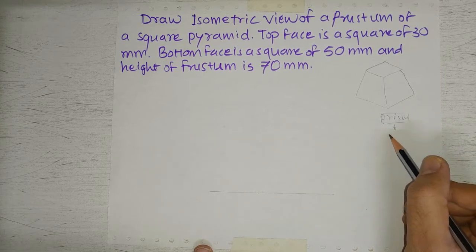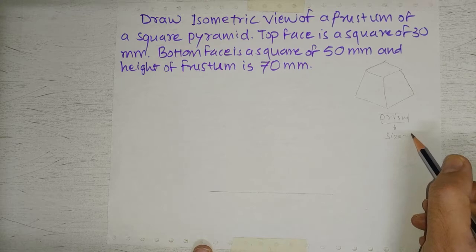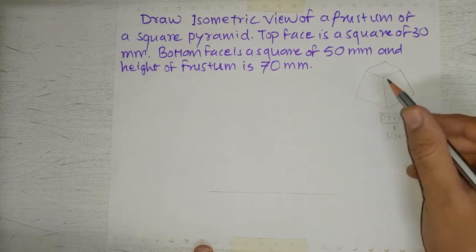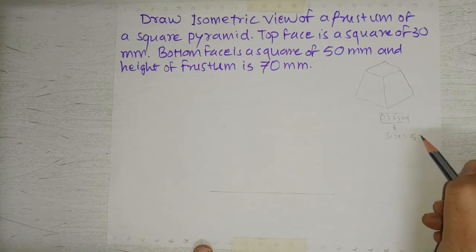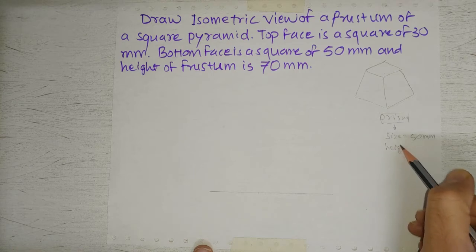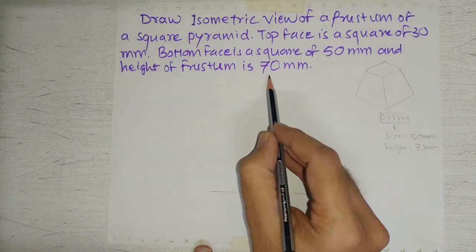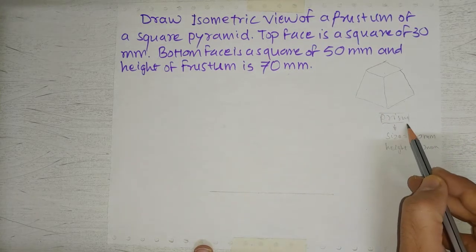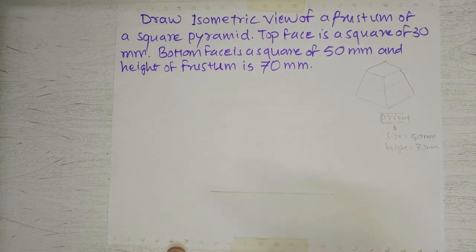Now what will be the size of this prism? So we are going to draw a square prism of size 50 mm, which is of the base square, not the top face. So that is 50 mm size square prism, and height equal to the given height, which is 70 mm. So we'll draw this prism, and then from that we'll derive the frustum of pyramid.